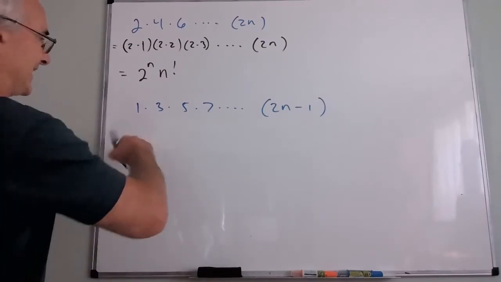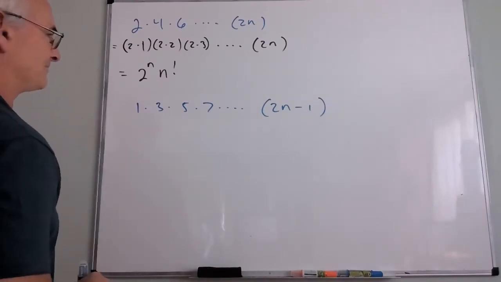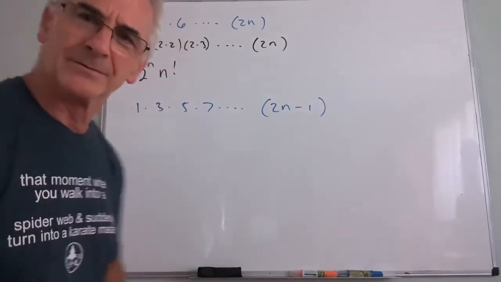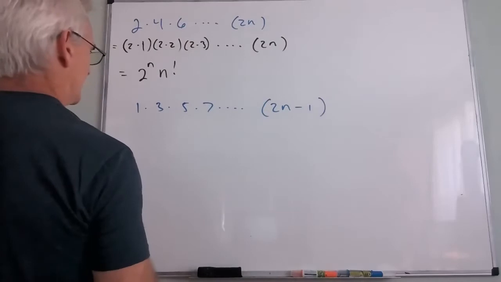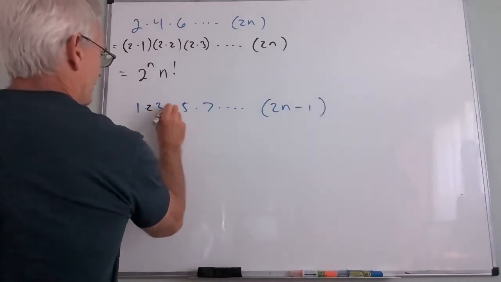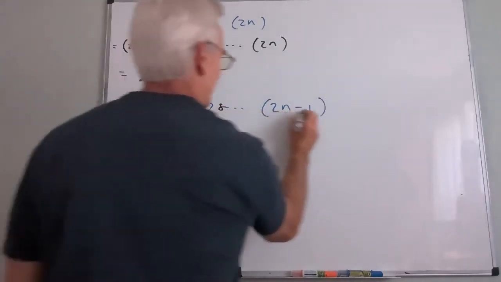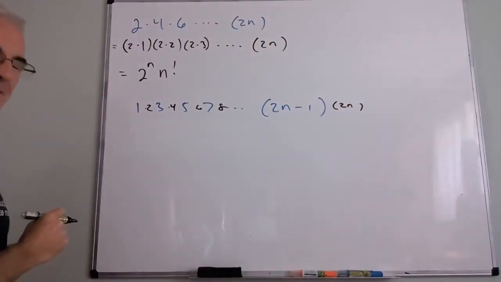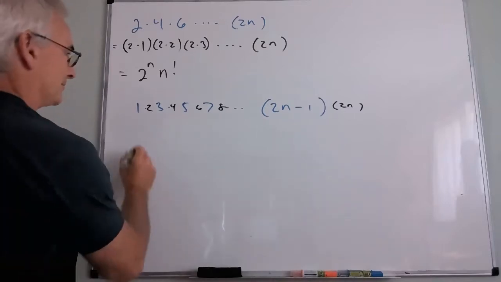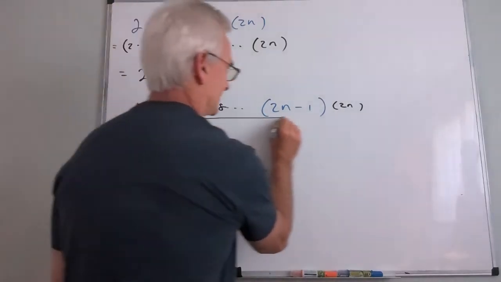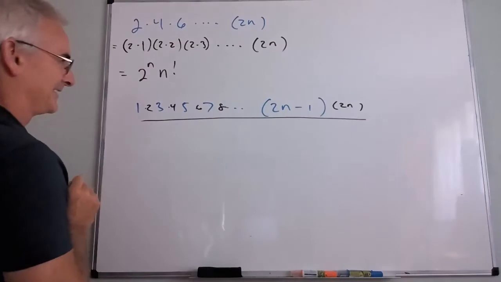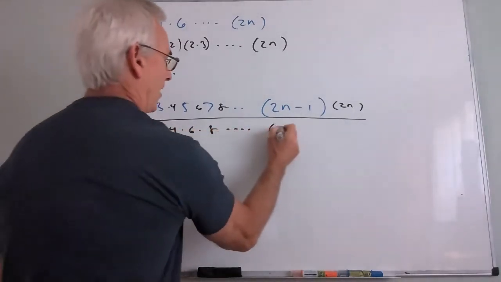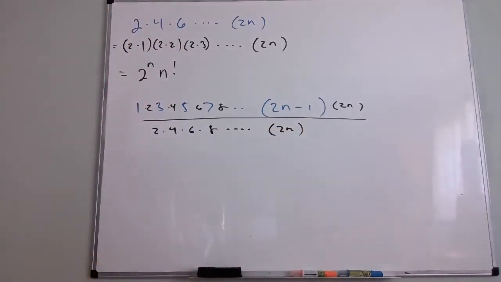I can't factor though. Darn. If only I had the even numbers. If only I had a 2 and a 4 and a 6 and an 8. And if only I had those guys. Can I just put them in? Is that legal? No, unless what? You divide by them. Divide by 2n. Oh, is this legal?